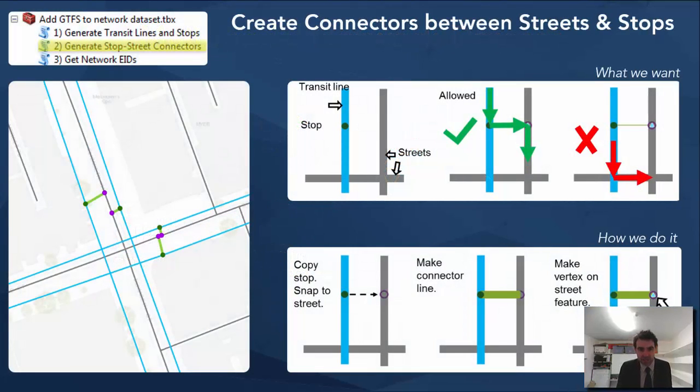Now, the second step in the process, the stops that we produced earlier from the GTFS data, they're unlikely to fall directly on top of the street network. And being GIS, we need to ensure that there's connectivity between those stops and the street network.